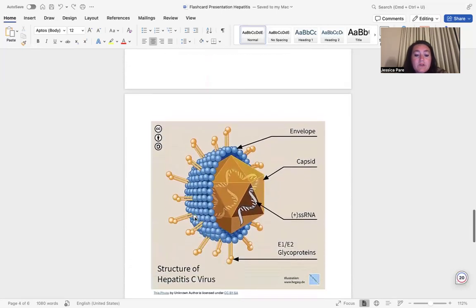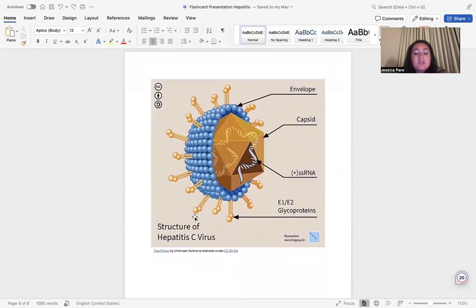And then we are going to move on here. This is just a picture that I found of the structure of the hepatitis C virus. As you can see, it is a single-stranded RNA identified here. This would be the single-stranded RNA virus in the middle, and then it's encapsulated by the envelope, which is this blue part, the capsid, which is this gold structure, and then it also has E1 and E2 glycoproteins along the envelope. These balls right here, which help it attach.